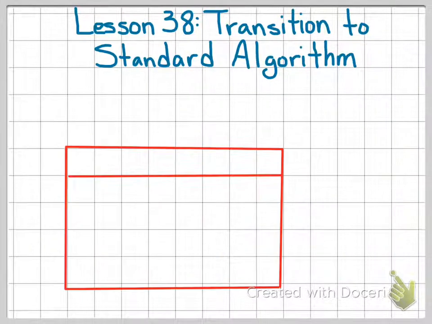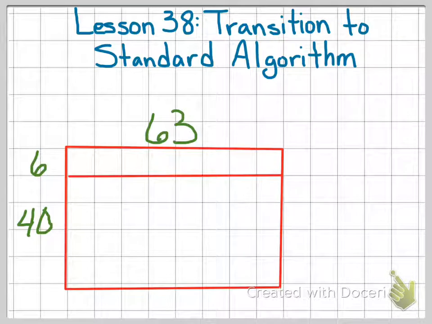All right, one more. I'm going to turn the page, and we're going to set this problem up as 63 multiplied by 46. And I'd like you to go ahead and try to work this problem out first using the area model and the standard algorithm.